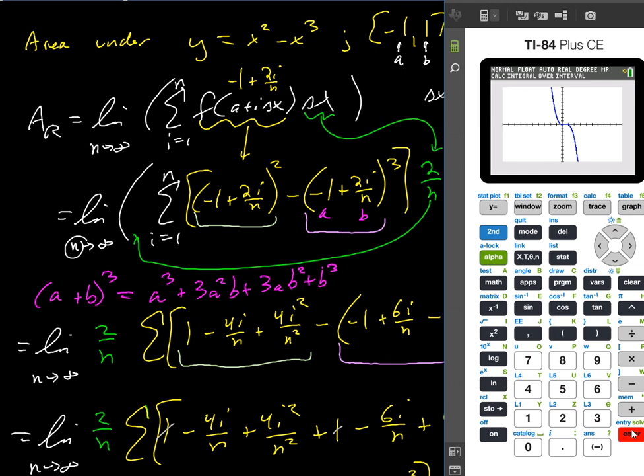Question? On the calculator, even if I had a curve on the cubic side as well? Yep, it does the whole thing. It's going to calculate negative area as well.